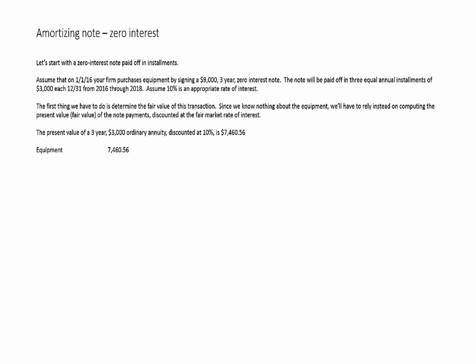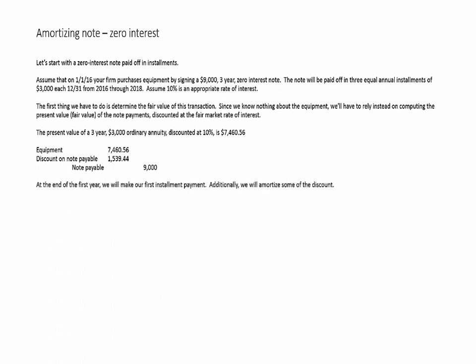So when we go to record the purchase, we'll record the equipment at its fair value. Again, the idea is we record these non-cash transactions at the fair value surrendered or the fair value obtained, whichever is more clearly determinable. And we've determined that the fair value of the note that we signed is $7,460.56. The note payable is for $9,000. Again, that's the face value of the note. That's the contractual amount of our obligation. The difference between the face value and the present value is the discount on note payable.